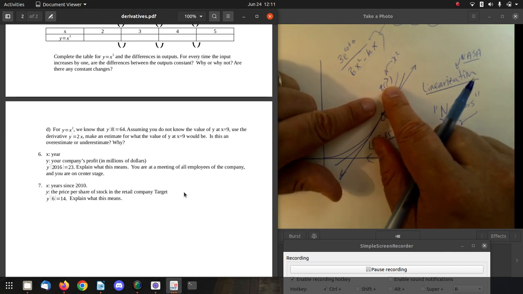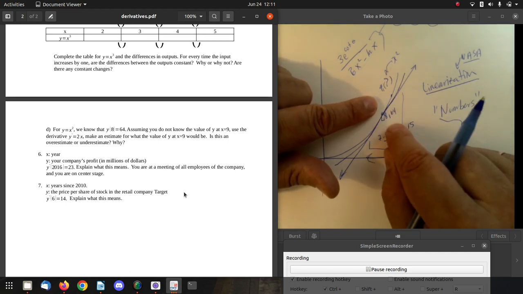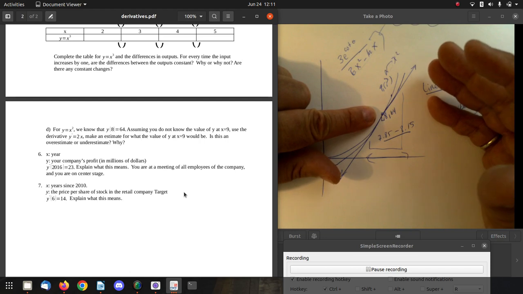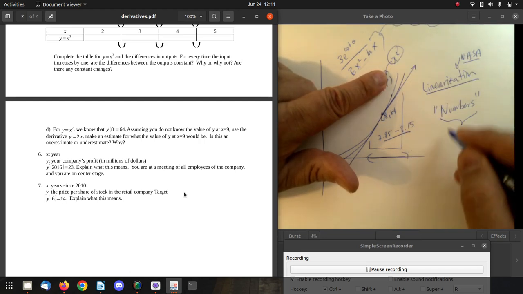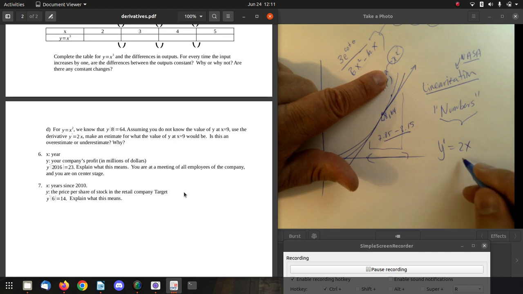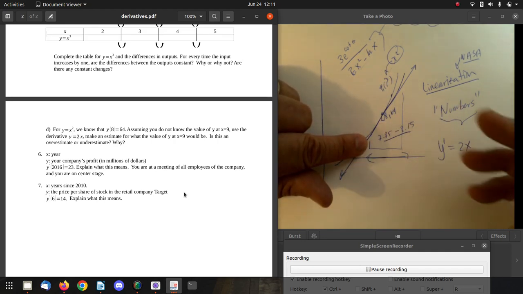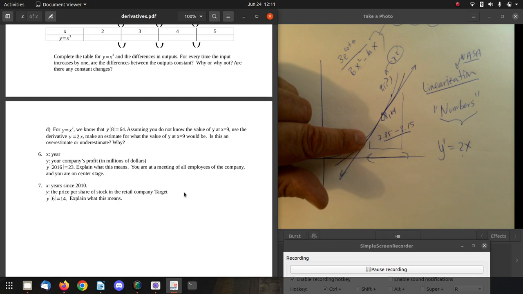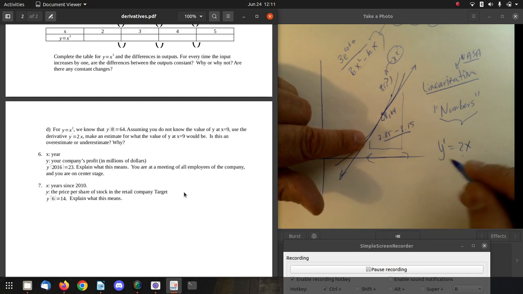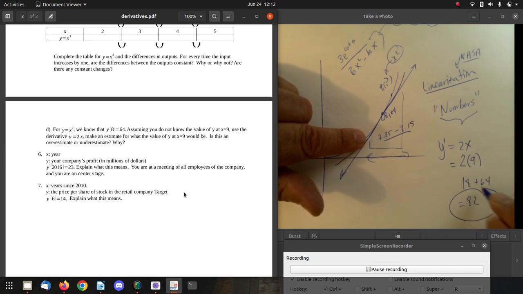So anyways, you're pretending you don't know that if you plug in 9 it's 81, and they're asking how you could speculate about it using the derivative of x squared. The derivative of x squared is 2x. How could we use 2x to speculate about it? Well, you can plug in 9 here, and you're going to get 18. And if we take 18 and add it to 64, you're going to get 82. So that's all I'm going to tell you.